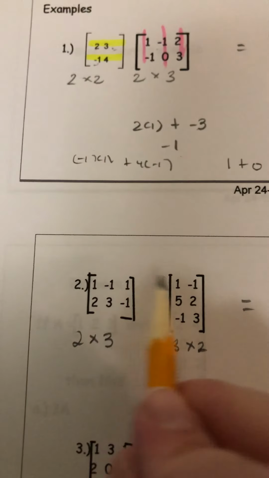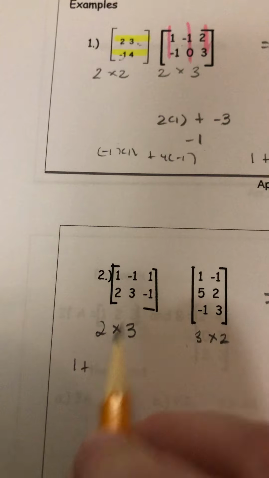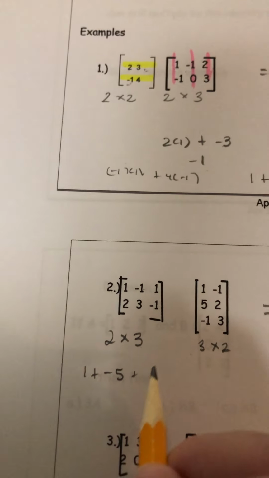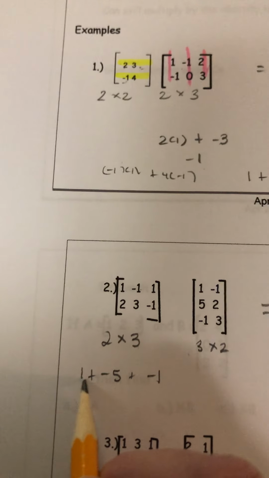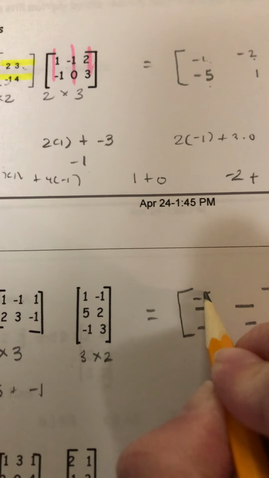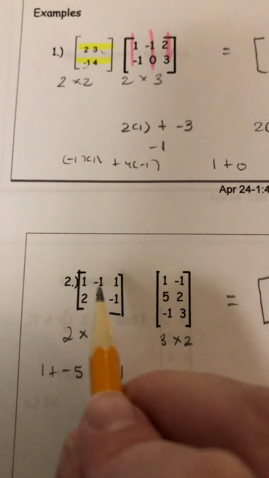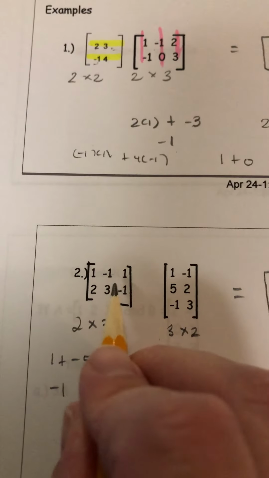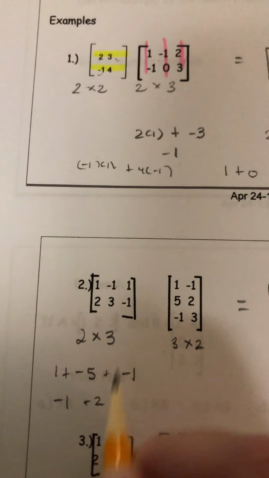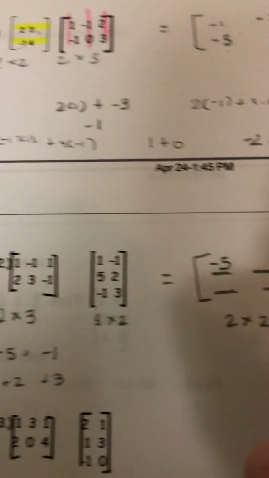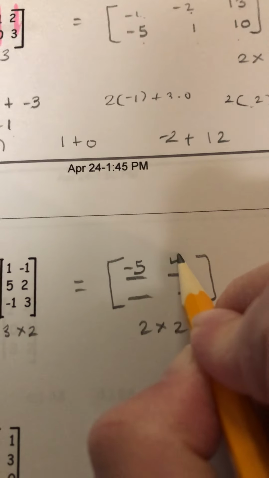Okay, so let's try. 1 times 1 is 1. Negative 1 times 5 is negative 5. And 1 times negative 1 is negative 1. So I get here negative 4, negative 5. And then I do the same thing. 1 times negative 1 is negative 1. Negative 1 times 2 is negative 2. Negative 1 times 3 is negative 3. So 1 plus 3, 4.